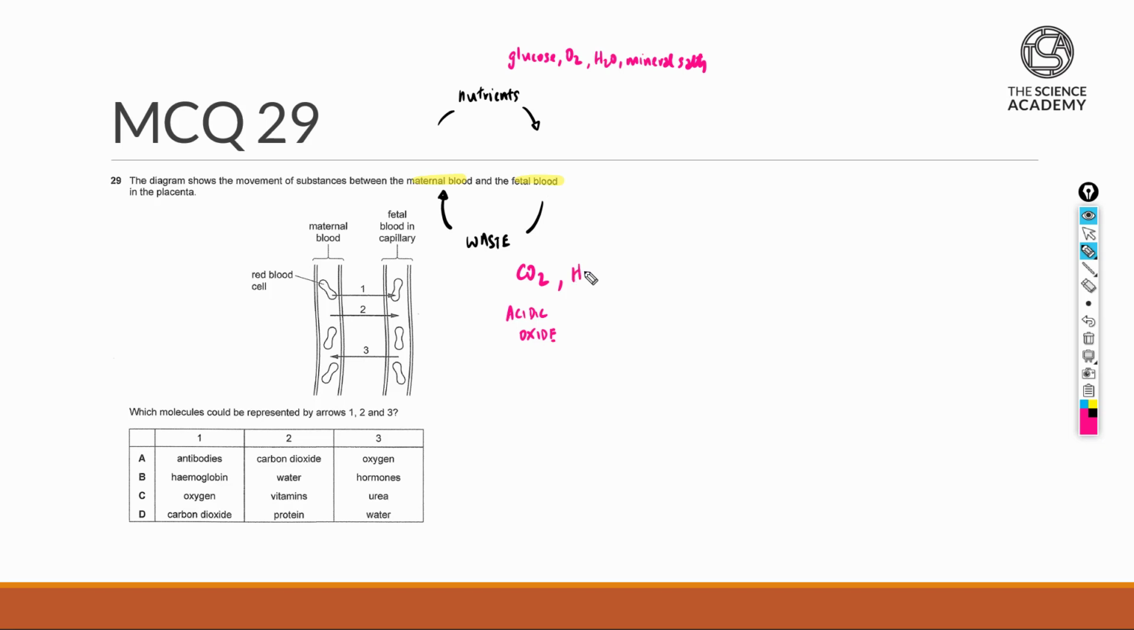So H2O is also a waste product that comes from aerobic respiration, as well as urea, which again could be due to the fact that if excess amino acids from the mother were sent towards the fetus itself, the liver will undergo deamination to break down the excess amino acids back into urea so that it can be passed back towards the maternal blood for the purpose of excretion.